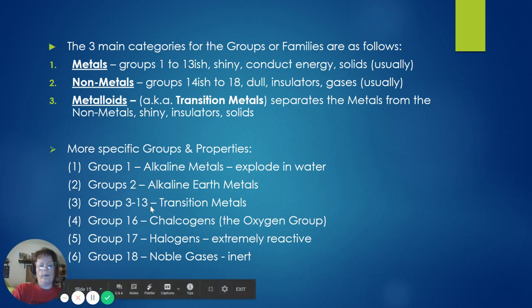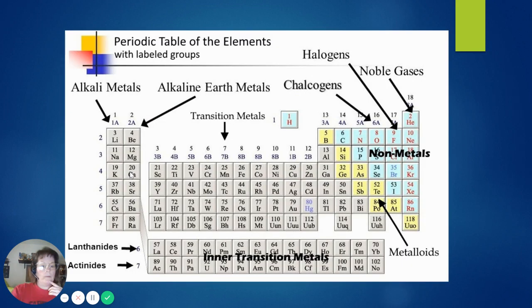So when you're looking at the periodic table, group 1 are your alkaline metals. They explode in water, so sodium's on that list. We don't want to get sodium wet. Group 2 are the alkaline earth metals. Group 3 through 13 are your transition metals. Group 16 we call the chalcogens. That's the oxygen group. Halogens is group 17. They're extremely reactive. And then in group 18 are your noble gases. They're inert. They don't really react too well with anything. They're pretty happy the way they are.